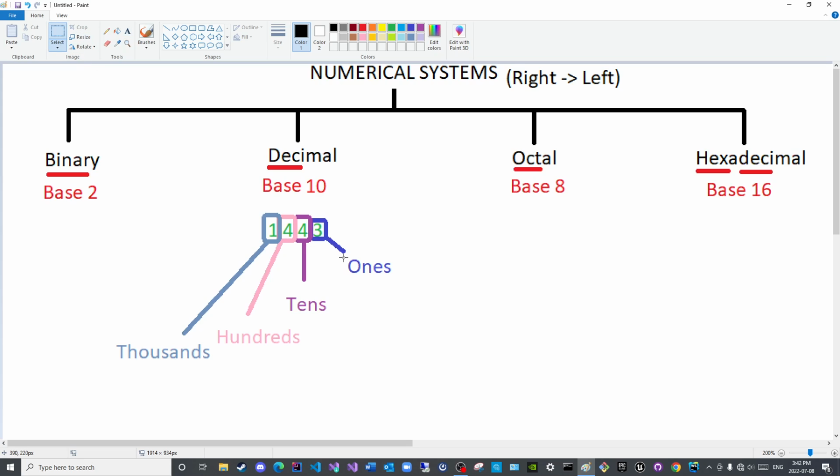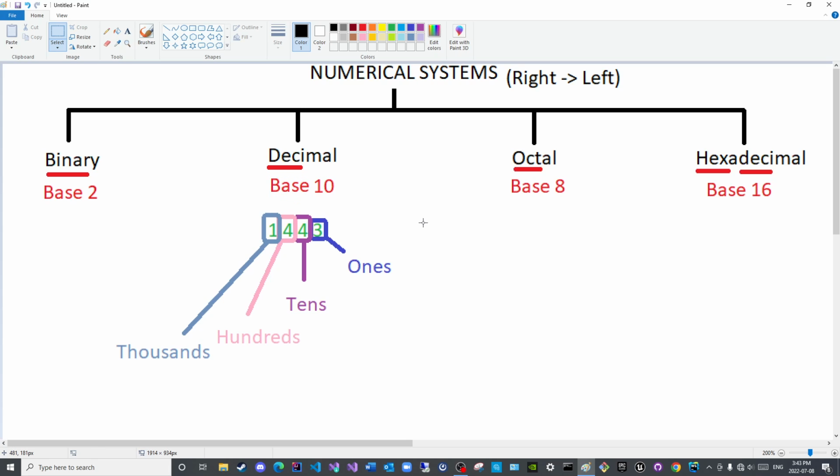So, as you can see, we are starting from the lowest digit on the right and incrementing as we reach the highest digit on the left. Okay. Why is this called ones? This is called tens, this is called hundreds, and this is called thousands. Because of the base 10.